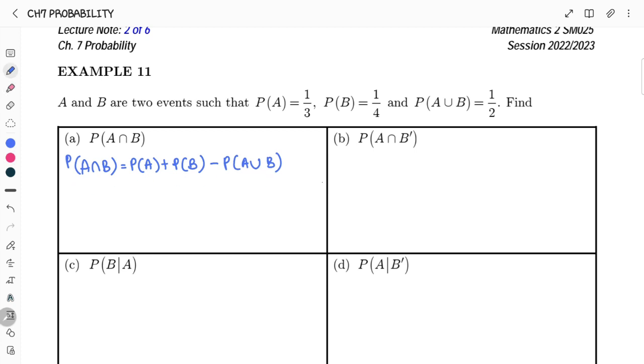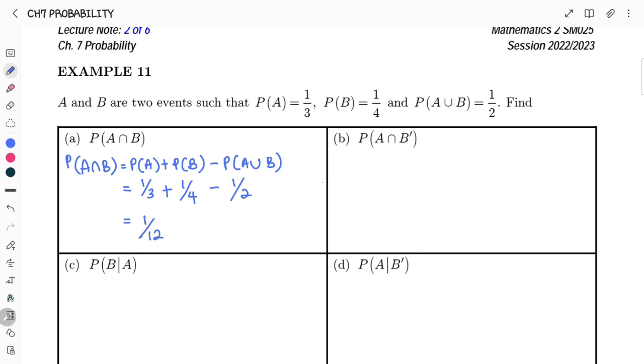So now let's use the information given. P(A) is 1/3, P(B) is 1/4, and then the union is 1/2. So simplify, you get 1/12. So P(A intersect B) is 1/12.